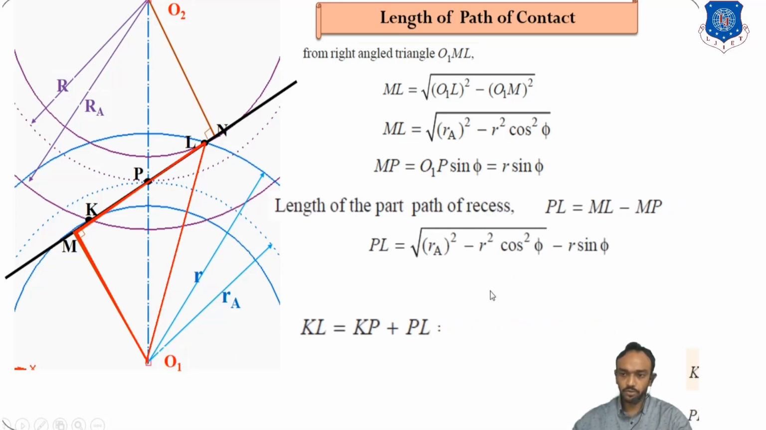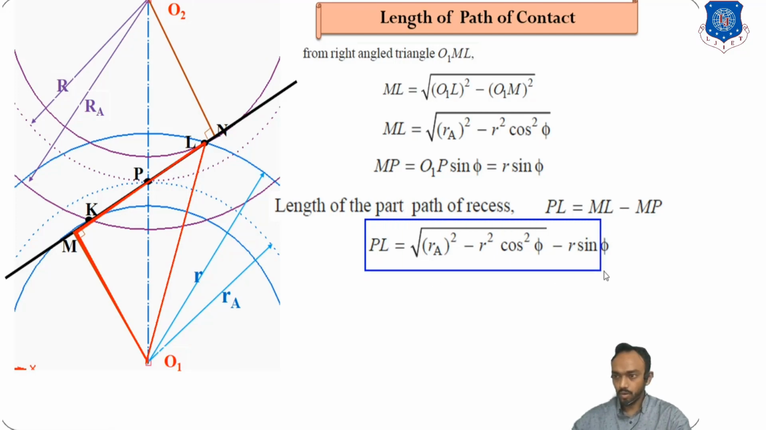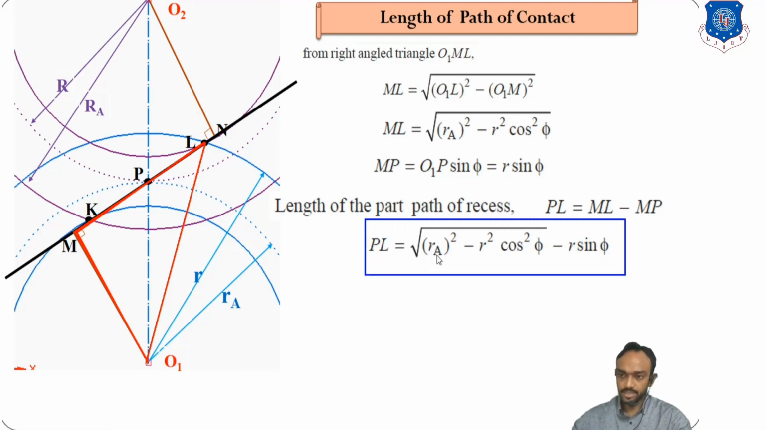And you will find the same relation as the length of path of approach, only with a change. These are all the small r's. You know that small r, because we have taken it for gear number 2. So small r, same equation for PL.